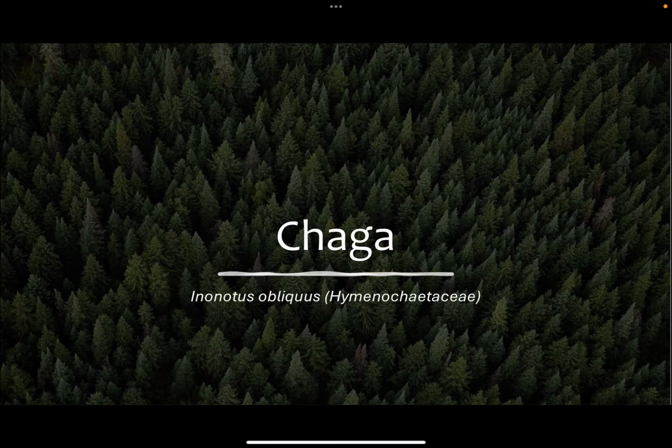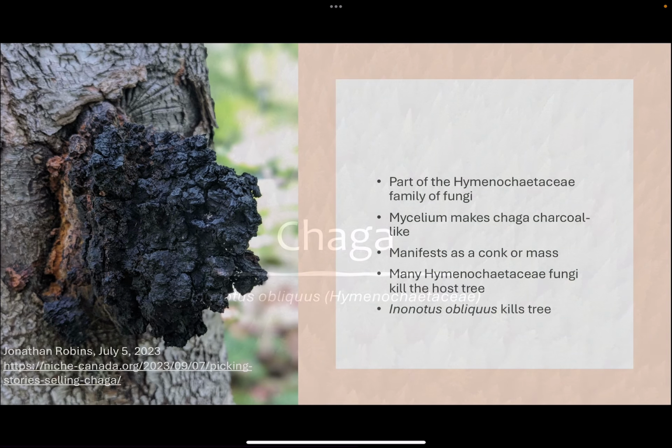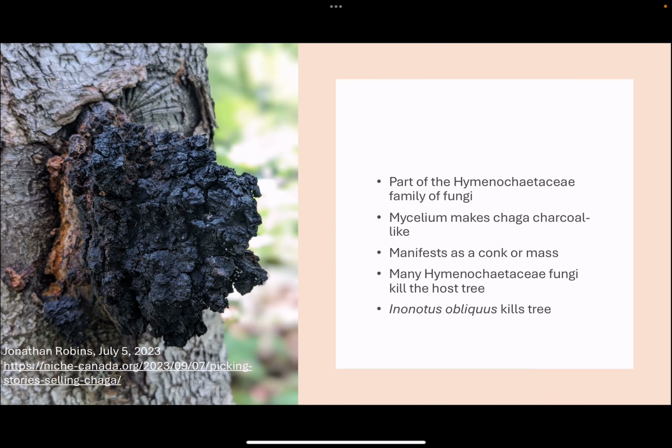Inonotus obliquus, commonly known as chaga, is a fungus within the Hymenochaetaceae family. It's a fungus that predominantly grows on birch trees in the northern hemisphere, although it has been reported to grow in more southern regions, such as Minnesota and Ohio, on aspen and elm trees. But interestingly enough, the birch tree is actually what gives chaga many of its medicinal properties.